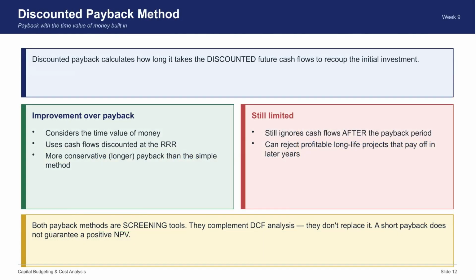Discounted payback discounts each cash flow at the required rate, and then tallies until the initial investment is recovered. It honors time value but still ignores cash flows after payback, and may reject profitable long-term projects. As with simple payback, treat it strictly as a screening tool.